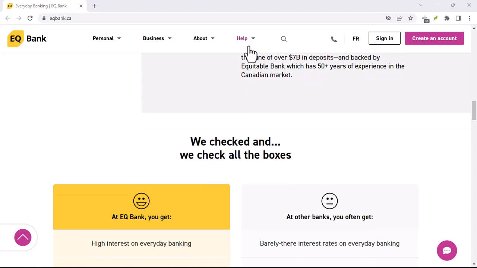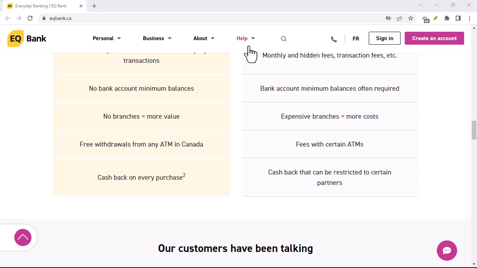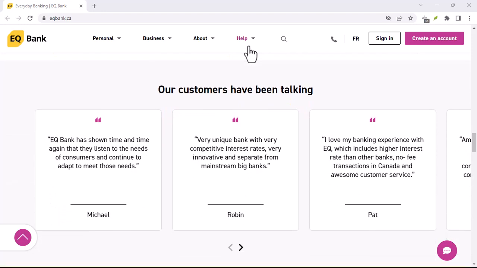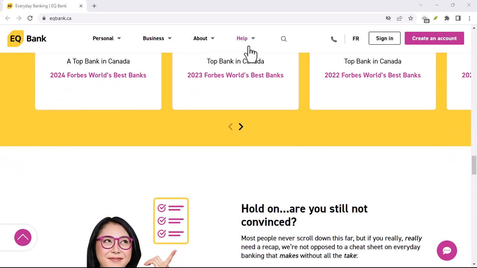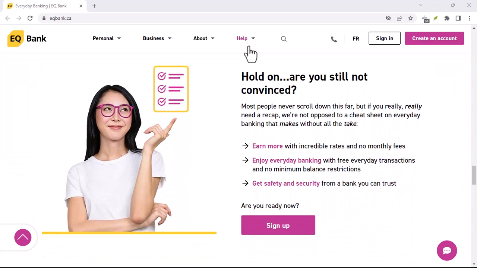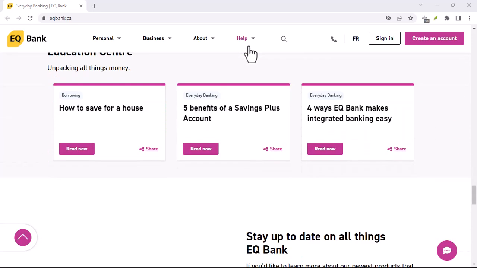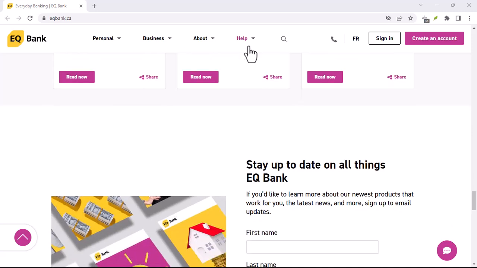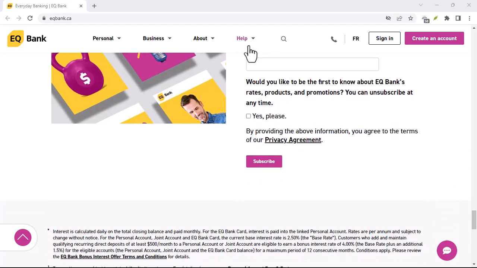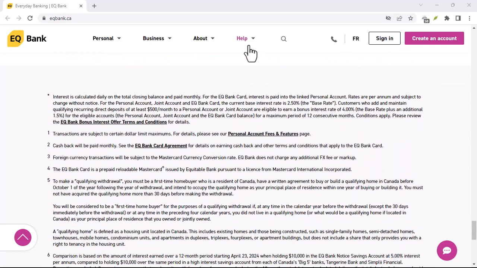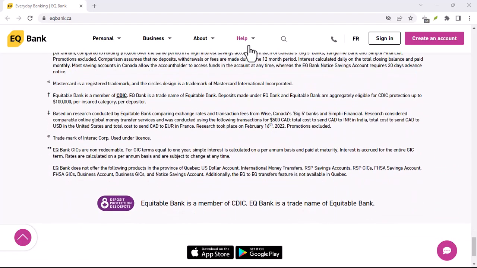Now, let's talk about those ATM fees. This is an important consideration when using your EQbank card for cash withdrawals. EQbank itself doesn't charge any fees for ATM withdrawals. However, the ATM operator might. These fees, often called surcharges, are charged by the owner of the ATM, not by EQbank. They can vary depending on the ATM location and operator. You'll typically see a notification on the ATM screen before you complete the transaction, informing you of any applicable fees.